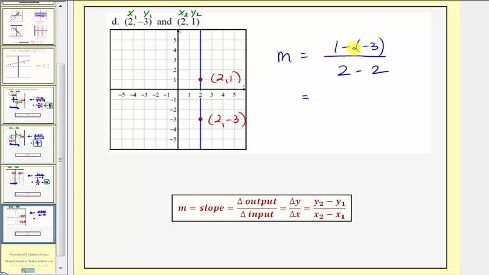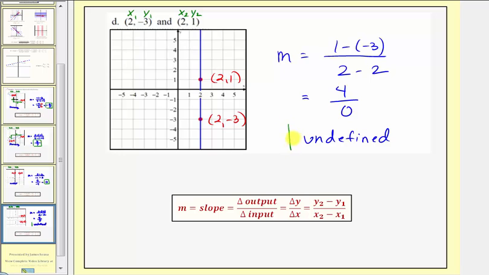Simplifying, we have 1 minus negative 3 becomes 1 plus 3, or 4. But notice here we have 2 minus 2 in our denominator, which is 0. Division by 0 is undefined. So we say the slope is undefined. Sometimes you'll see some sources say there is no slope, but we'll describe it as being undefined.